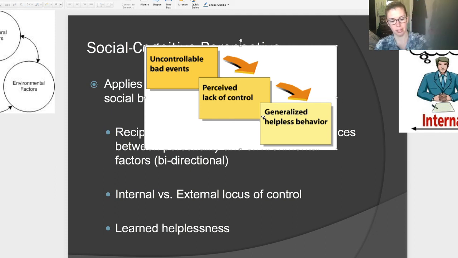So that sort of generalized helpless behavior is called learned helplessness. And it's the idea that the person basically gives up and doesn't really do anything because they don't think that it'll make a difference.